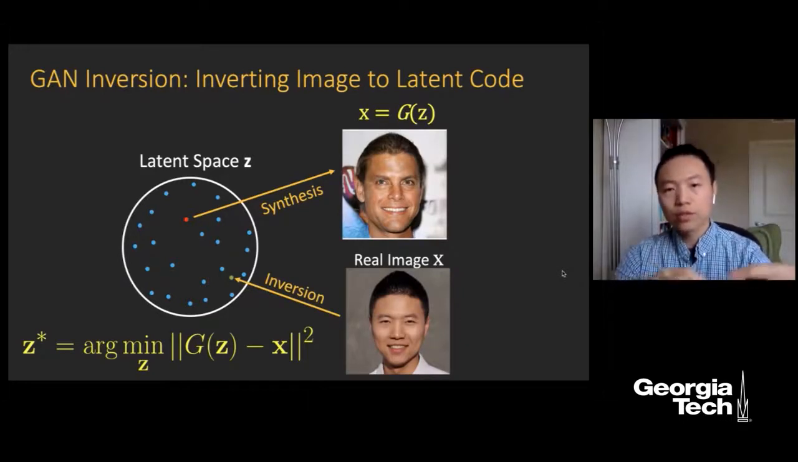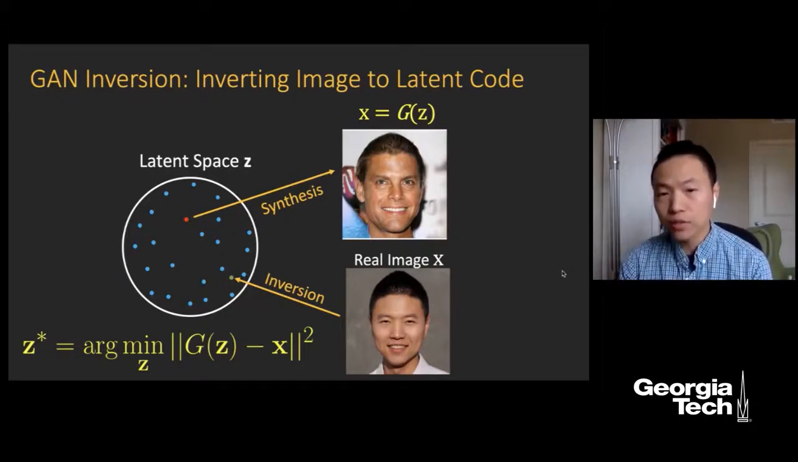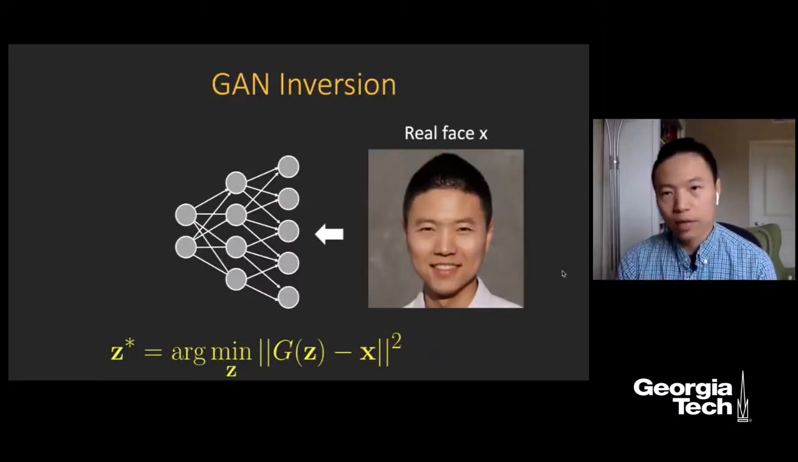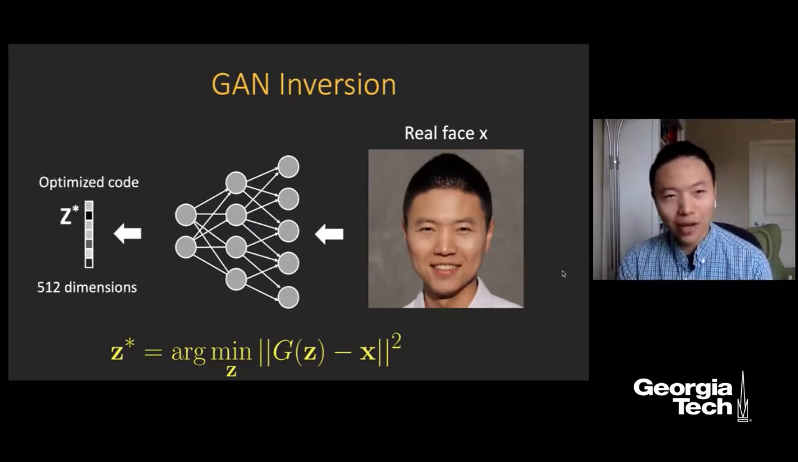If we take this naively, we can simply solve a minimization problem. We can simply optimize the latent code to reduce the distance between the given image X and the synthesized image. So it seems quite easy, right? We just optimize this. I first tried this GAN inversion here with my real face as input, and after many iterations of the optimization I get this optimized code.